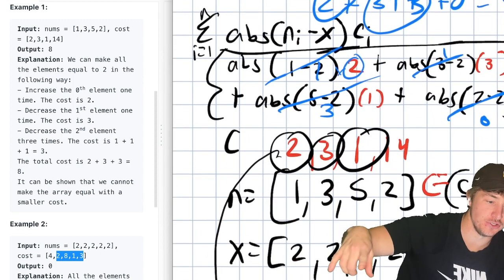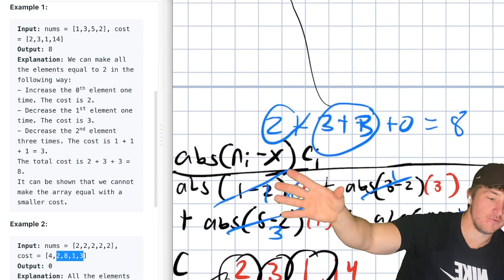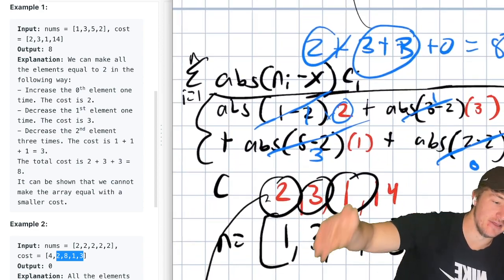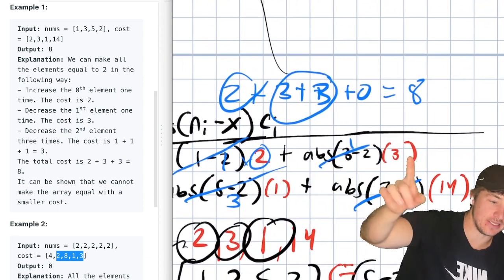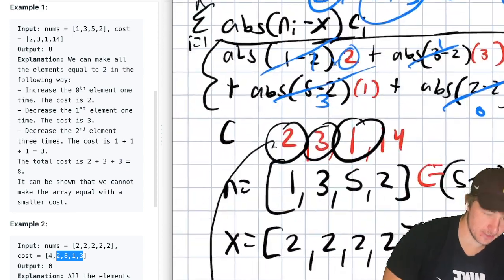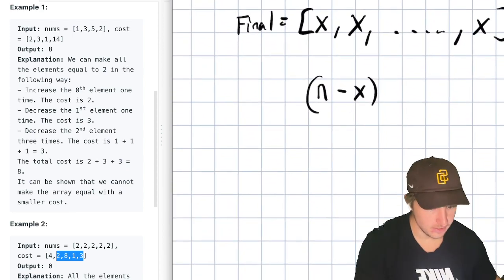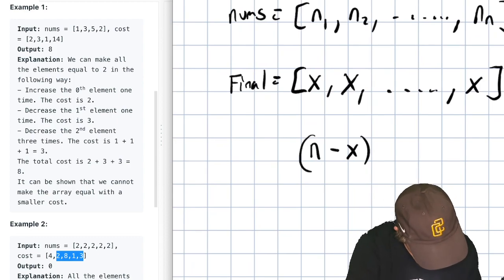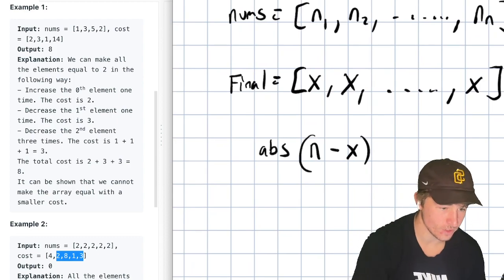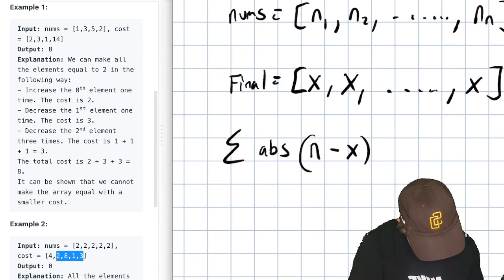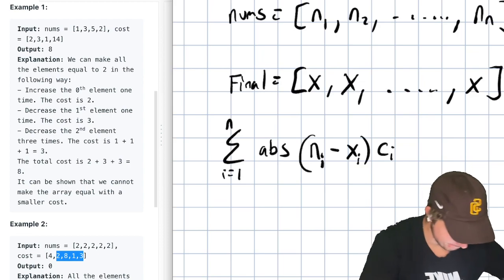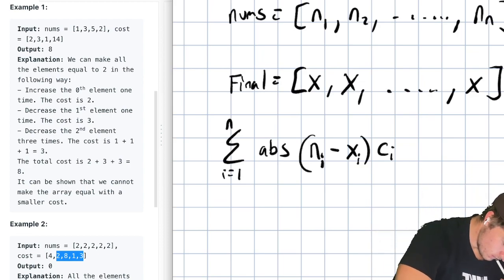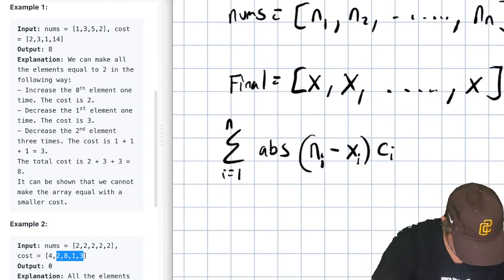And in our example, x is 2. We have these costs. We have these numbers. If we run through this formula for each of the individual values we're going to have to change, we get the same thing, which is 8, as what we did with the manual process, okay? So the value here is the absolute value of the sum from i equals 1 to n of |n_i - x| times c_i. Oh, not x_i, just x, sorry.